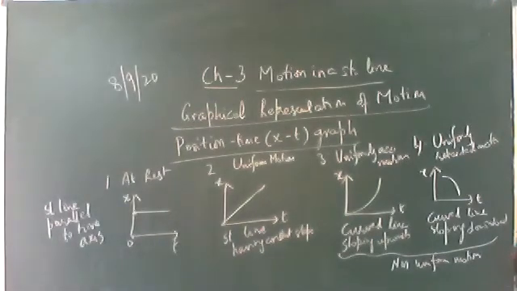Okay, now write down. From the position time graph, the speed or velocity of the object can be determined by finding out the slope of the line.